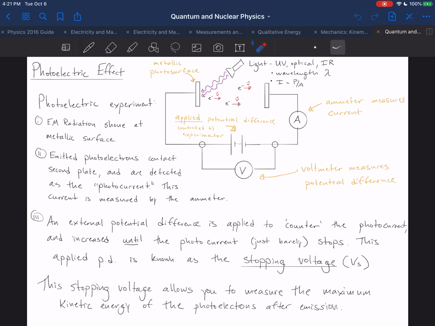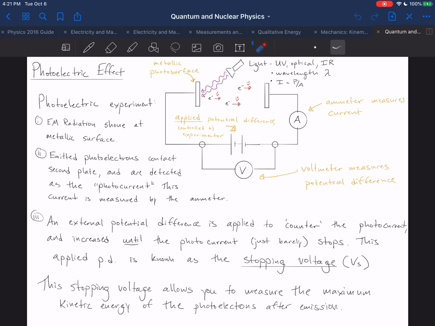Then we have a battery setup or power supply setup so that the experimenter can apply an external potential difference to this setup. And I'll explain why in a bit. The voltmeter measures that particular potential difference. But the external potential difference can be applied in two ways.